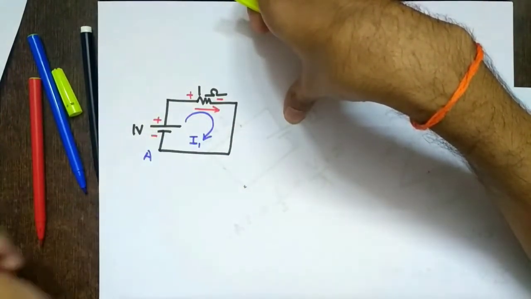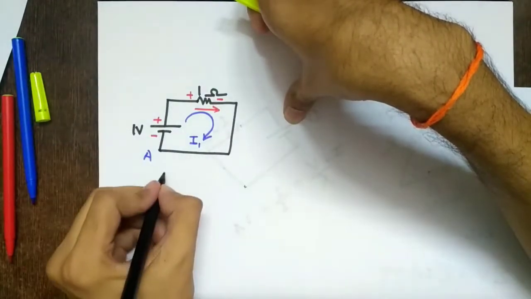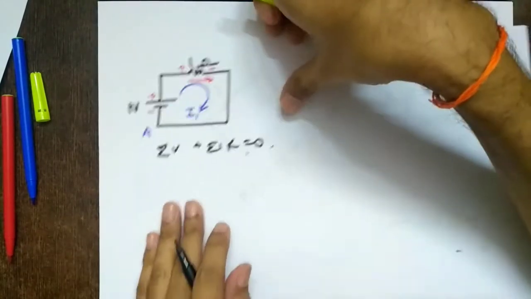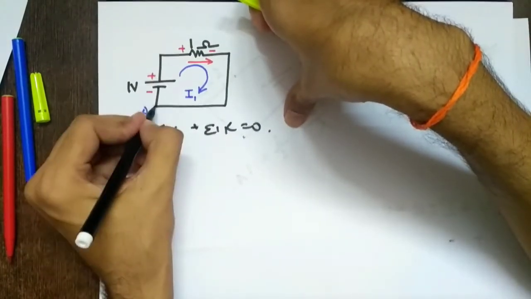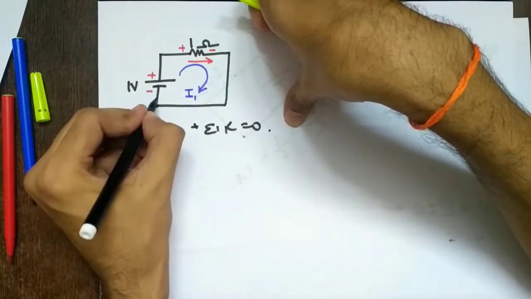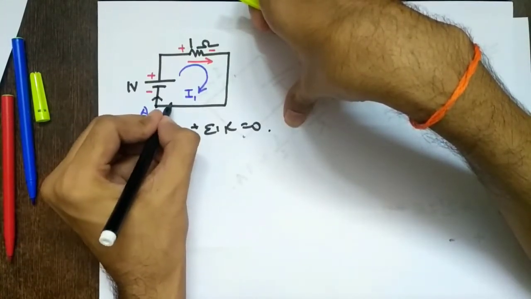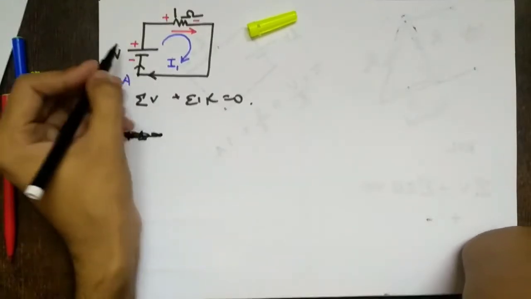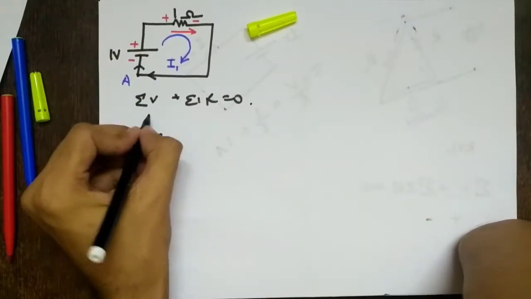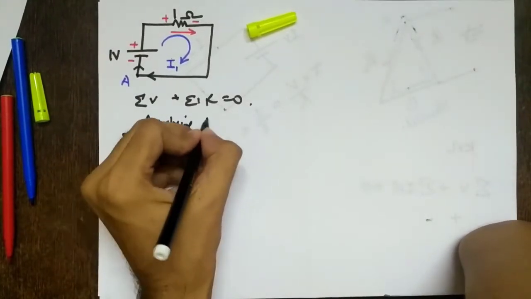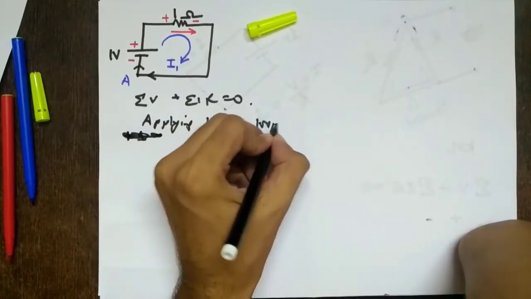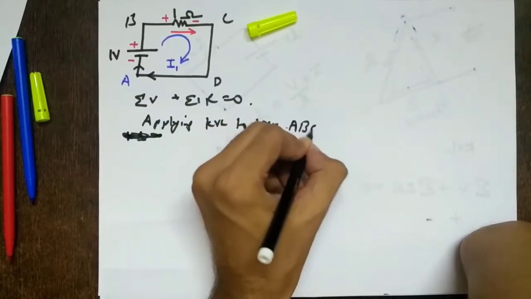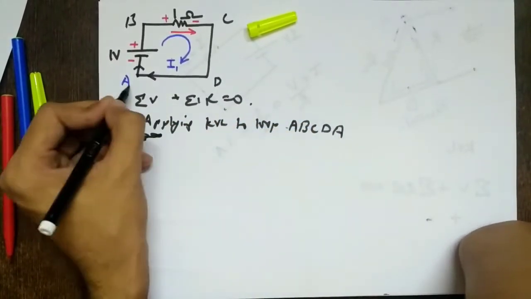So I can start applying KVL here. What does KVL say? Summation of V plus summation of IR equals 0, right? I start from, say, point A. I am going upwards, and I should reach point A again. So I should use this path, going like this, clockwise. So what do you have to write? Applying KVL to the loop, let's say this is B, C, D. A, B, C, D, A. We are reaching A again.